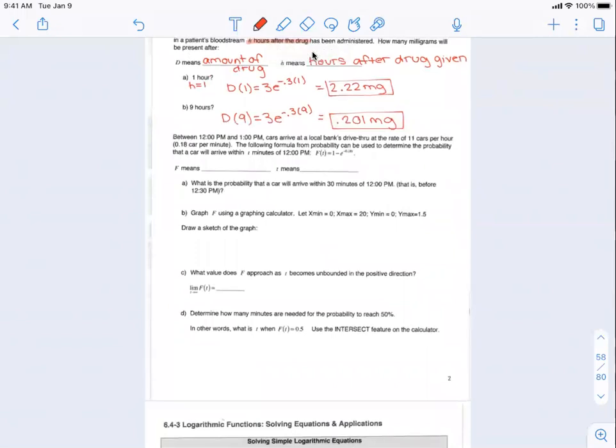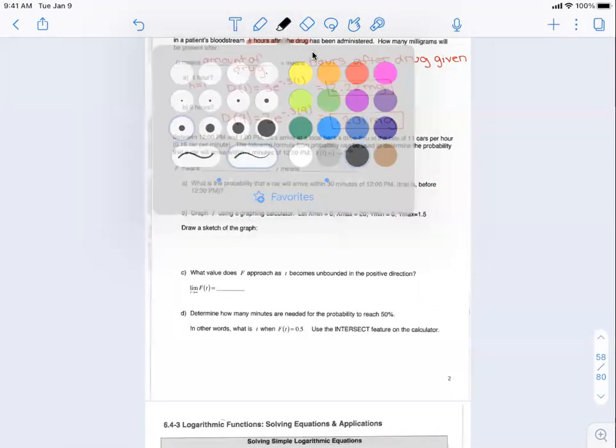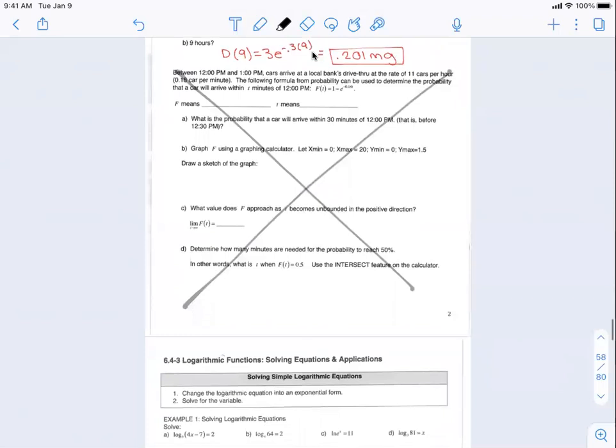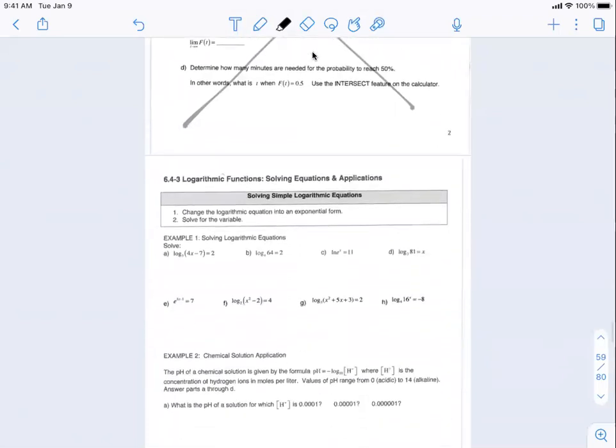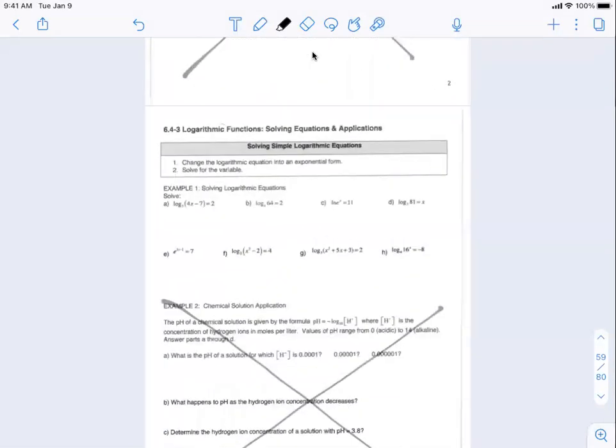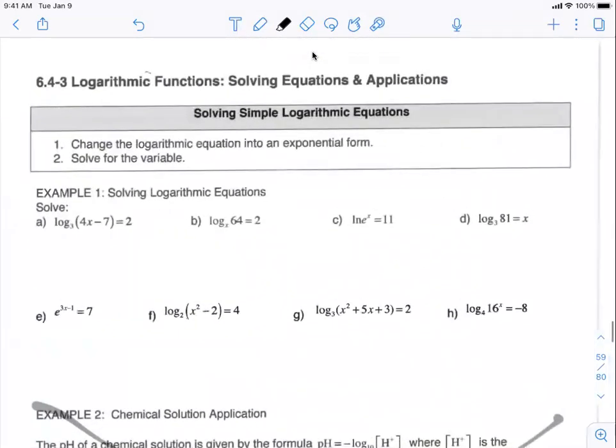We are completely skipping this problem here on page 2. And then we're going to look a little bit at 6.4. We're actually going to skip example 2 for 6.4, and we're just going to do the word problems here. Okay, so we're going to be skipping a lot in this unit, so make sure you're kind of following along with what I cross off.